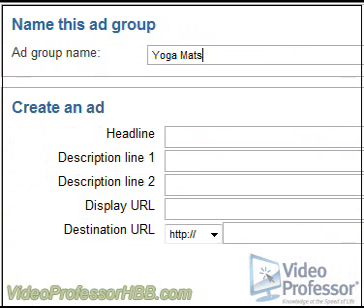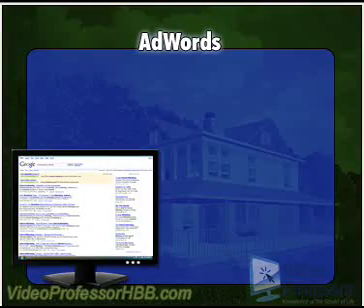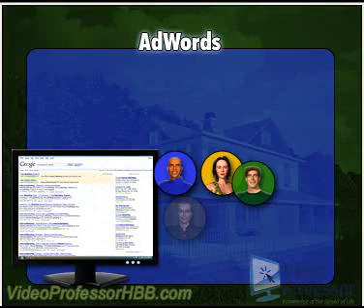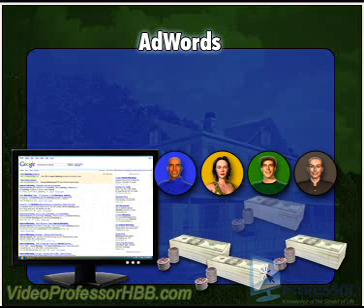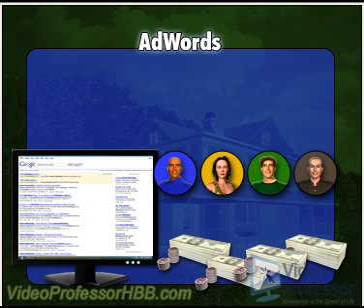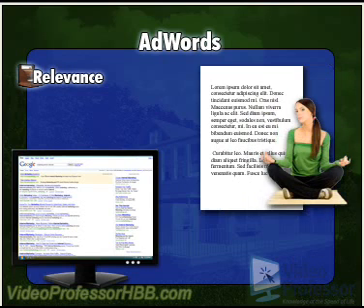Now let's create our AdWords ad. Writing ad copy that turns internet surfers into paying customers is both an art and a science. While this is a complex subject, if we just keep a few key things in mind, we will be well on our way to success. First, we cannot overemphasize the importance of relevance. The ad copy needs to reflect what our prospective customer is looking for. If the focus of our ad group is yoga mats, we need to stay on topic.